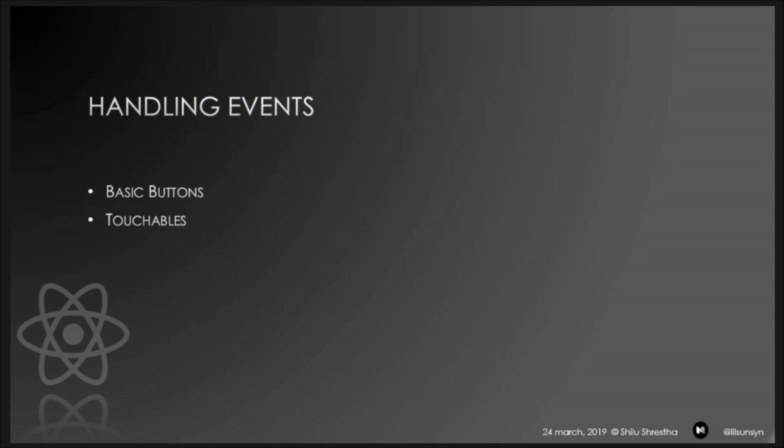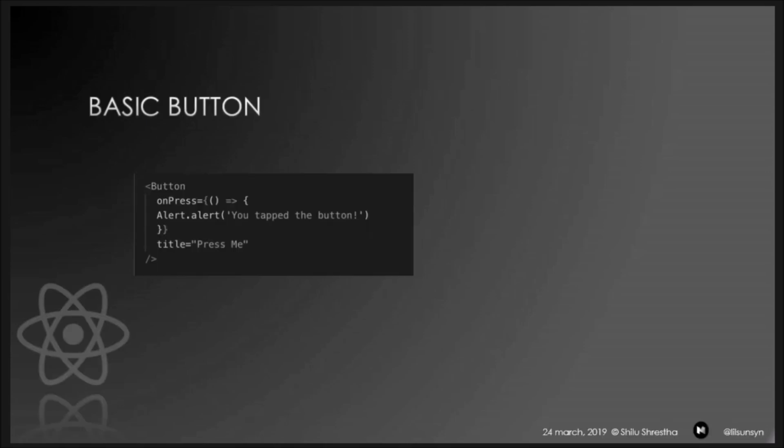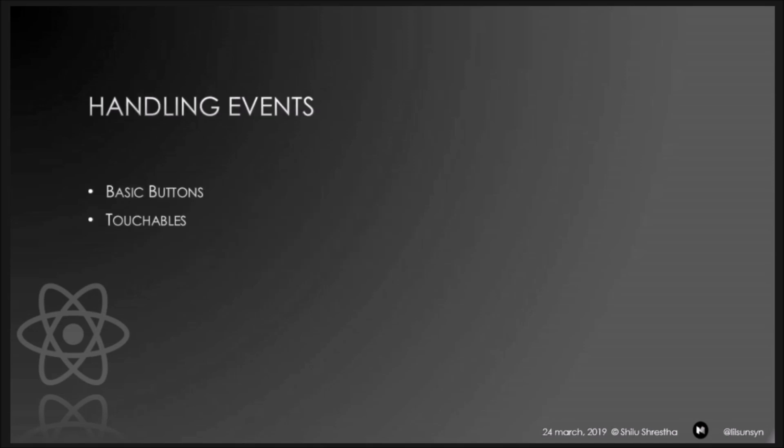Now we'll talk about how we are going to handle events in React Native. So there's like two ways to do it. We either use basic buttons, which are provided to us. Another component that is provided to us for handling events is touchables. So this is also similar to buttons, but the thing is we can use touchables with any kind of view and it will give us the ability to handle events.